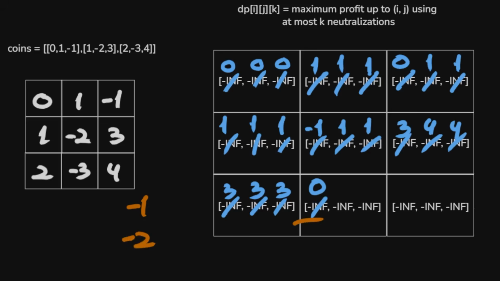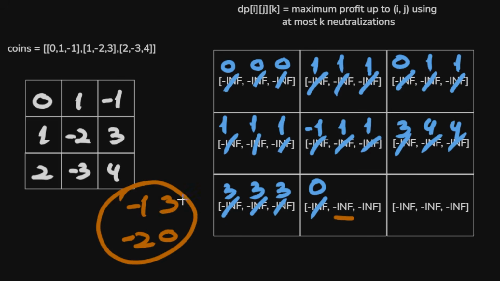If we come from the left and we can use at most 1 neutralization, if we actually use this, we are looking at this number. 3 plus 0, because we are neutralizing this, is 3. And if we don't use this, now we are looking at this number, and 3 plus minus 3 is 0. The maximum between these four numbers and minus infinity is 3, so here we put 3.